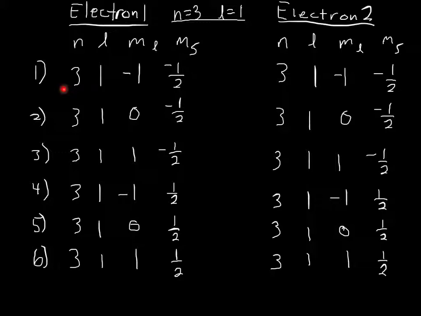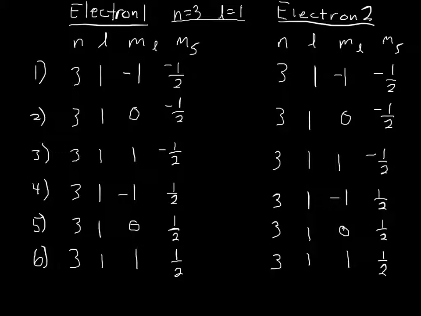It could be any of these 6 different states. I can have n and L are both equal to 3 or 1. I can have ML equal to -1, 0, or 1, and MS can be -1/2 or +1/2. So it turns out all the different quantum number combinations you can have are these 6. This is what you worked out in the previous part of the problem.